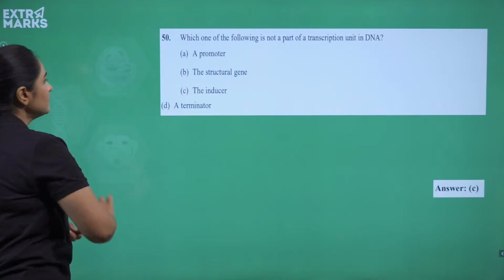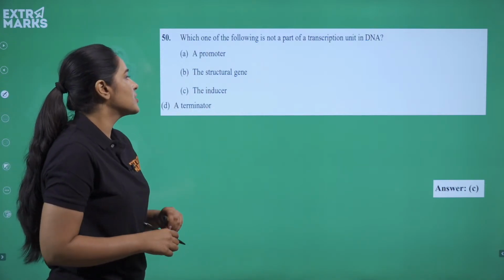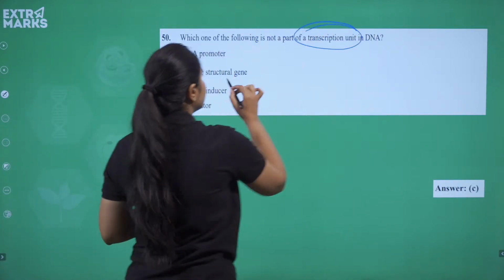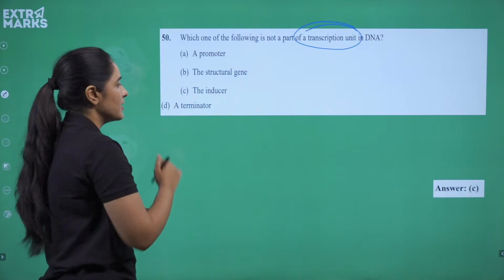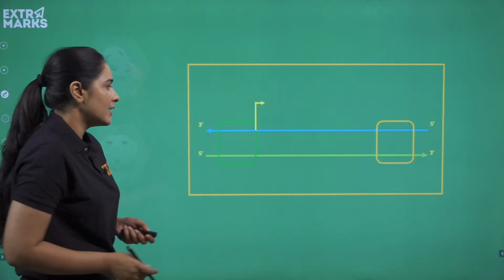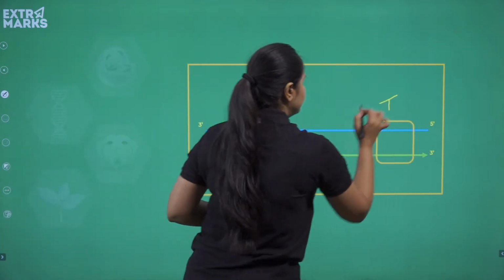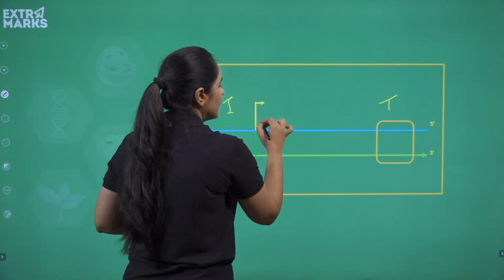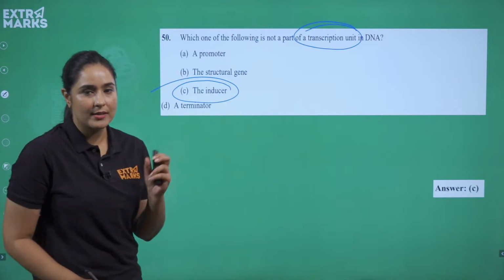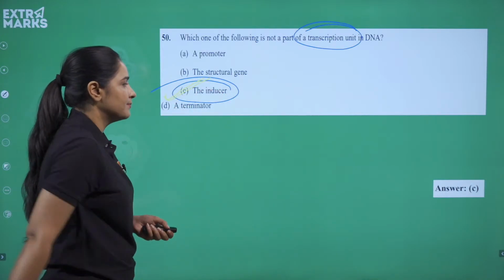Another question, which one of the following is not a part of transcription unit in DNA? A promoter, the structural gene, the inducer and the terminator. So in the transcription unit, we are having this promoter, structural gene as well as the terminator. We are not having the inducer here. It is the regulatory part here. So obviously, if we see here, it is terminator. Here the initiation will happen and we are having here the structural gene. So we are not having here the inducer. This is not the part of this transcriptional unit. So we are having the correct option here, C.